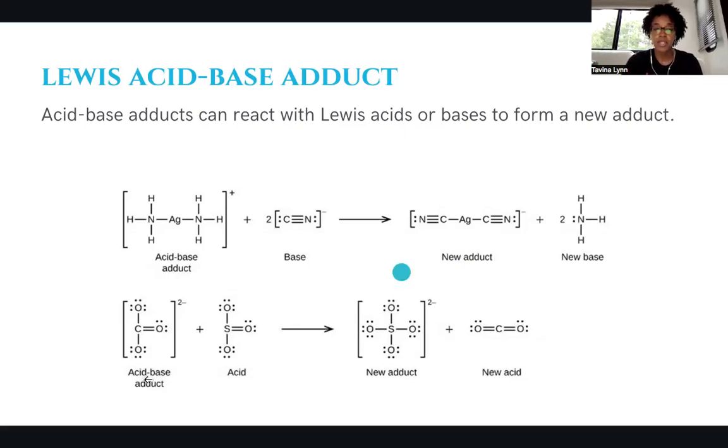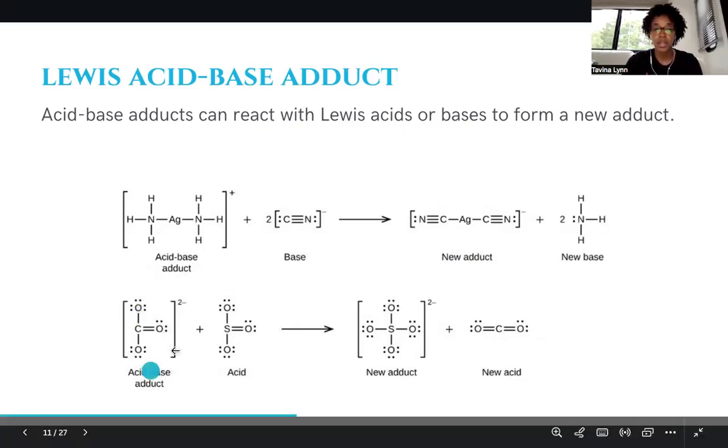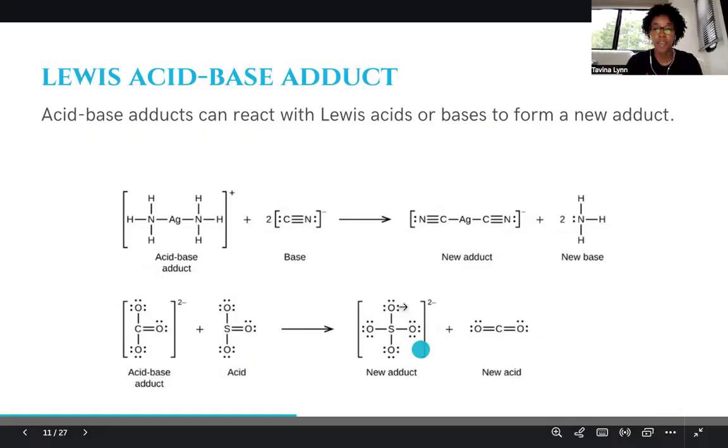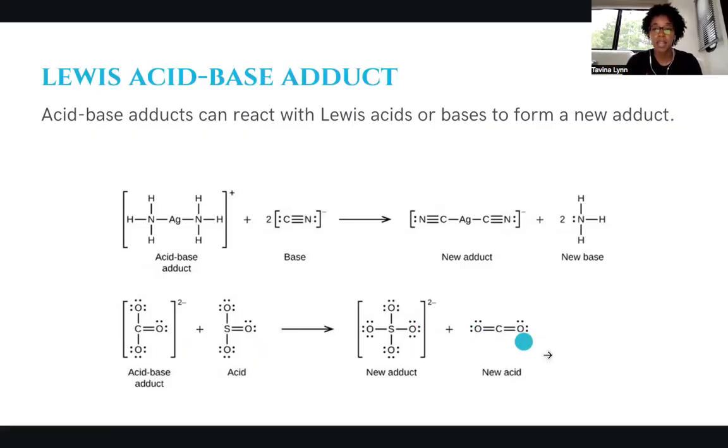Another example is CO3 reacting with SO3, where one of the lone pairs on this oxygen molecule can react with this sulfur molecule to form this new adduct, SO4 or sulfate, and then we're left with a new acid, CO2.